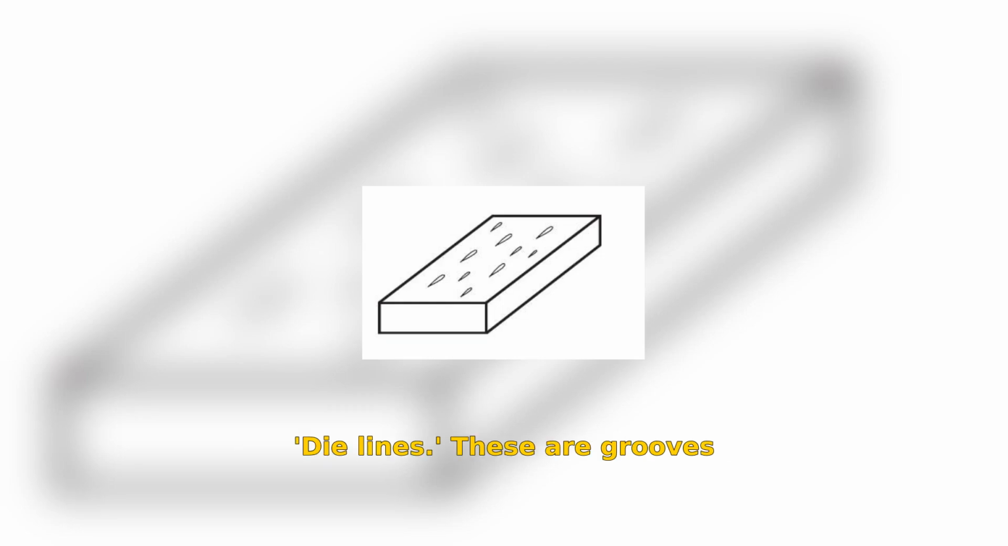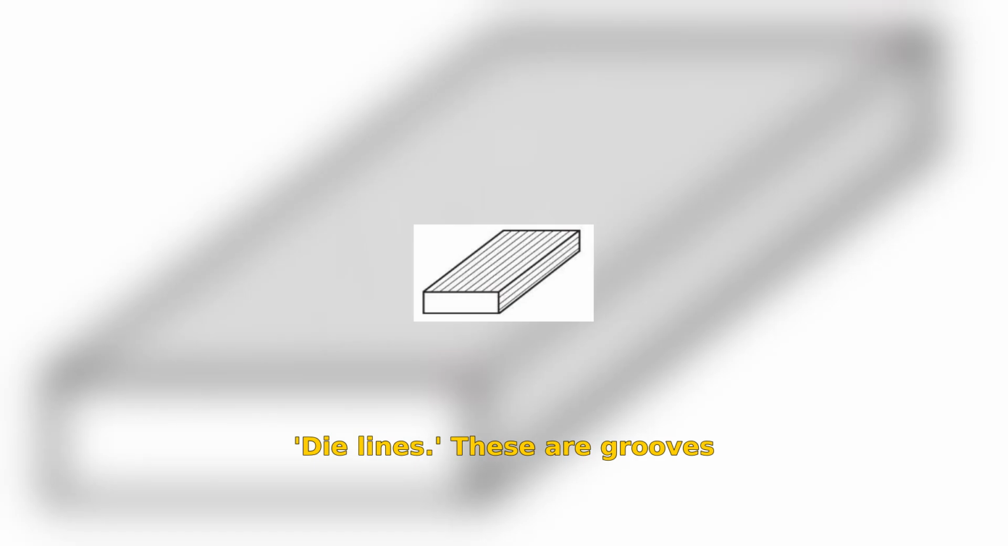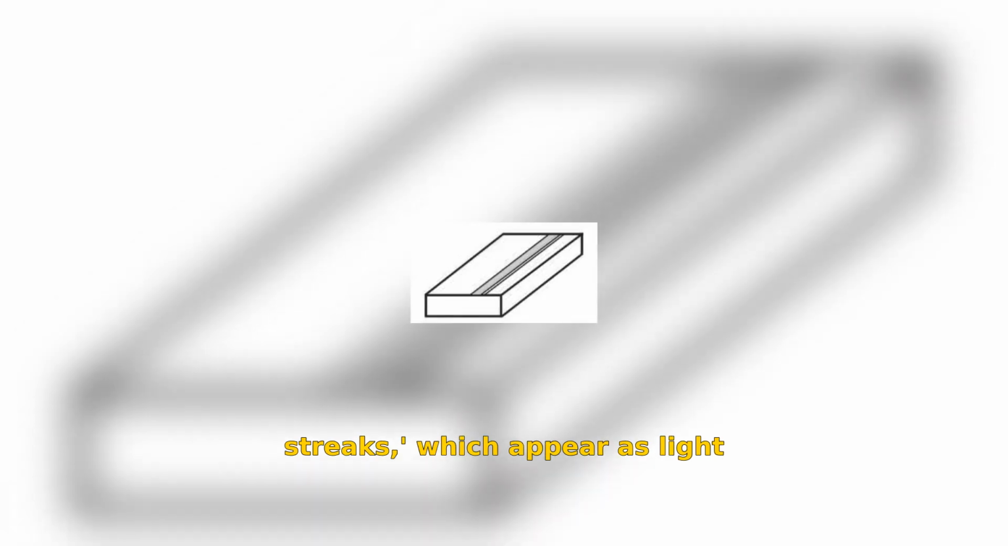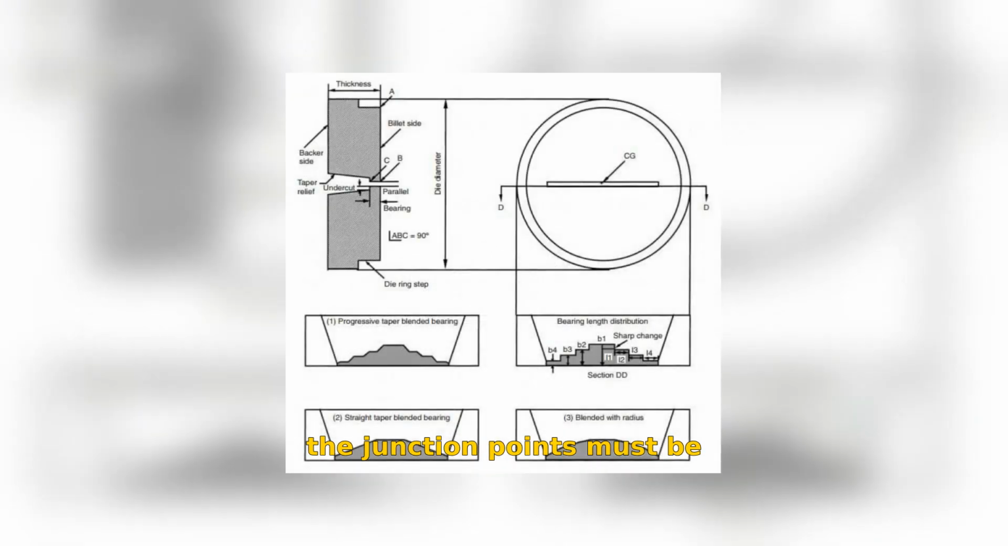Next, we have die lines. These are grooves running parallel to the extrusion direction, often appearing where particles adhere due to the pickup's defect. Another defect is bearing streaks, which appear as light or dark streaks caused by abrupt changes in die bearing lengths. Variations in bearing lengths at the junction points must be properly blended to prevent streaking.